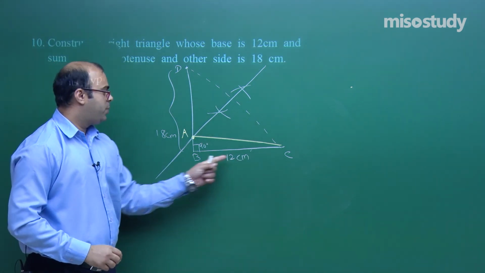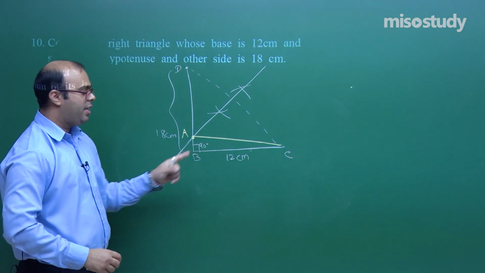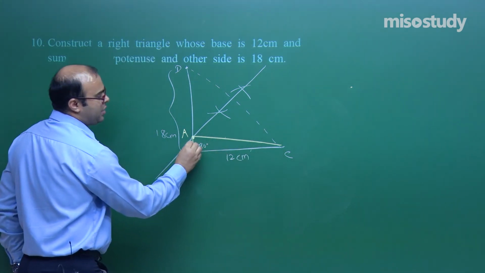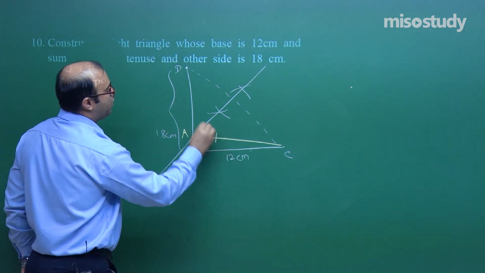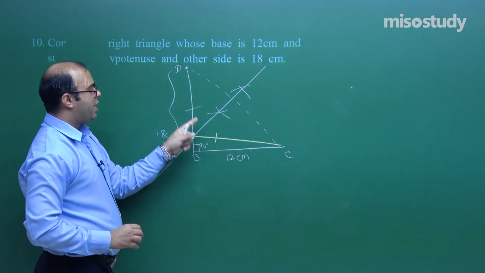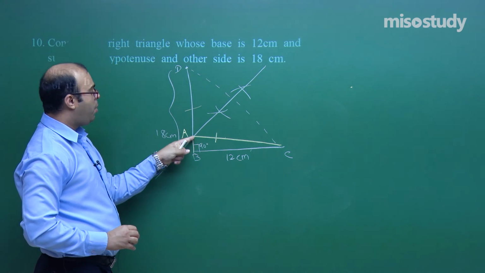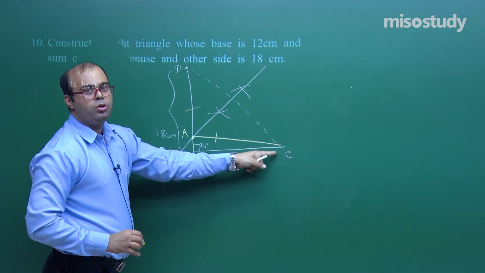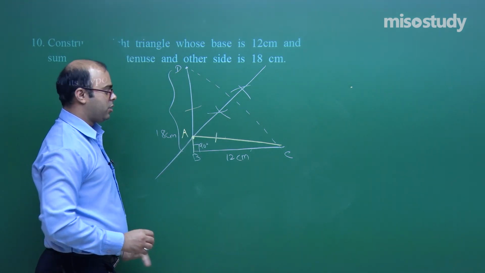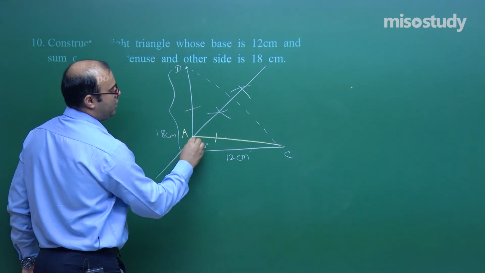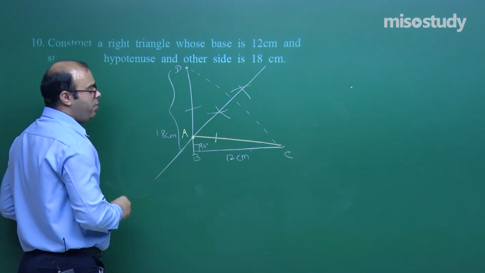Why? Because BC is 12 centimeter, angle B is 90, and AB plus AC, hypotenuse plus another side, is equal to this, because this is a perpendicular bisector of this line segment. So this has to be equal to this, the distance from a point on the perpendicular bisector to the end points of the line segment to which it is perpendicular bisector. So these two are equal. So if this plus this is 18, then this plus this is also 18. So hence we prove this.